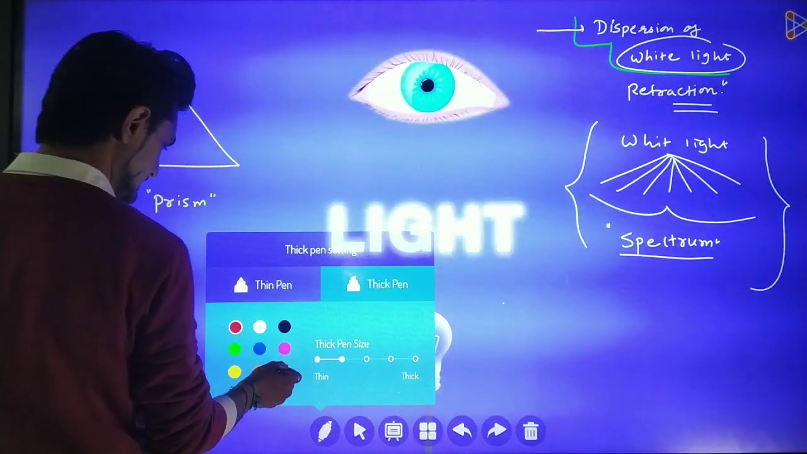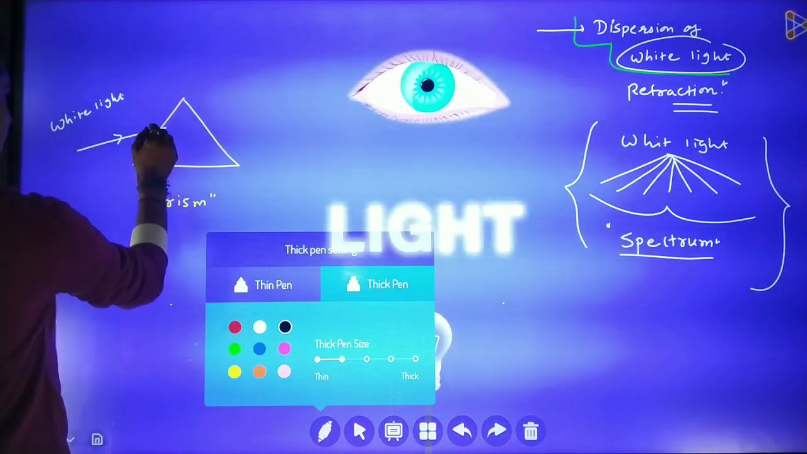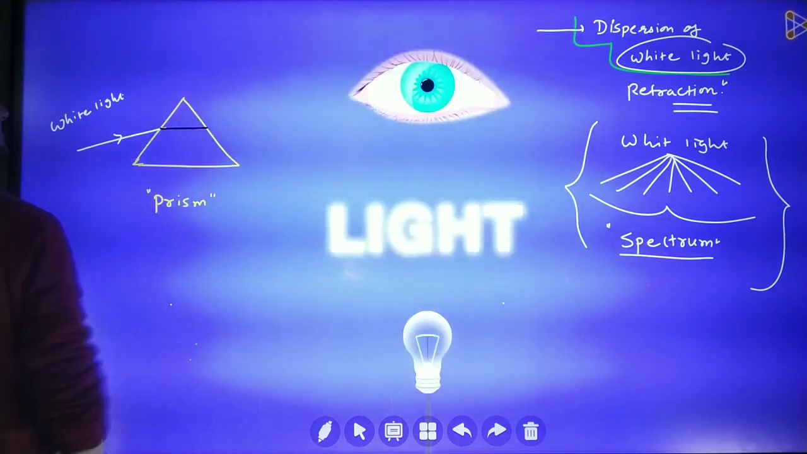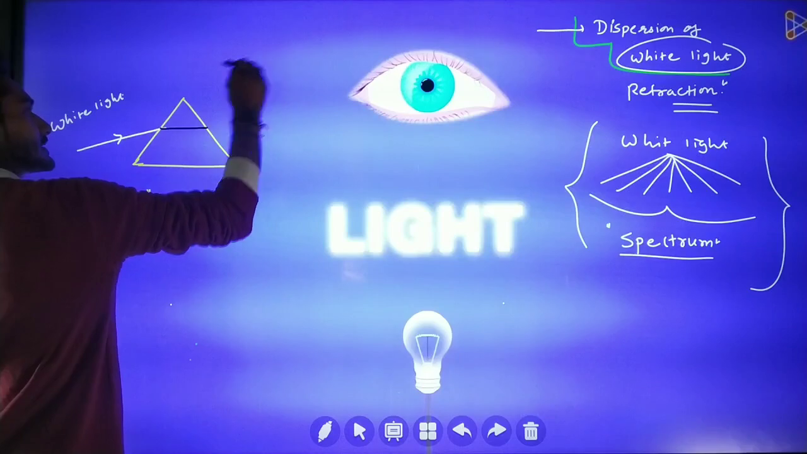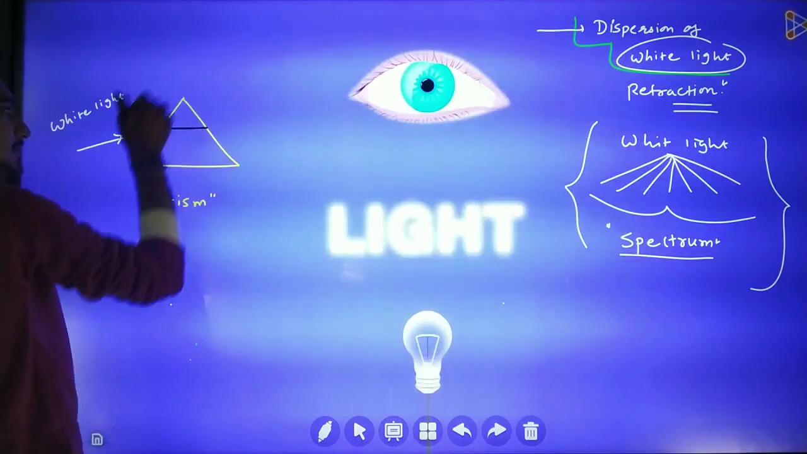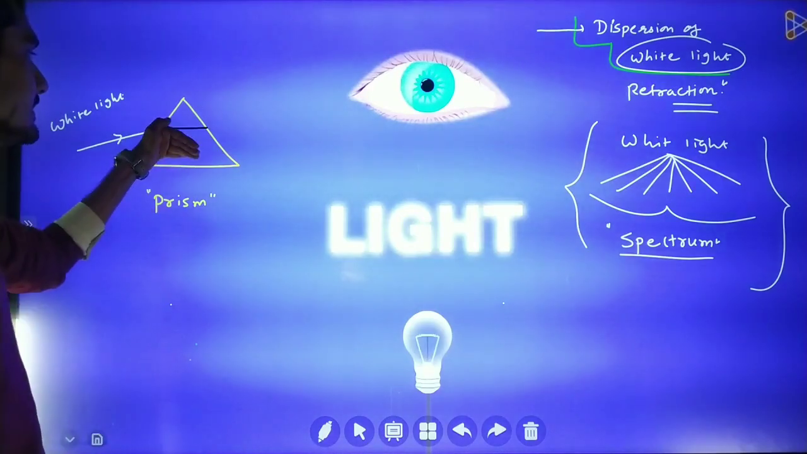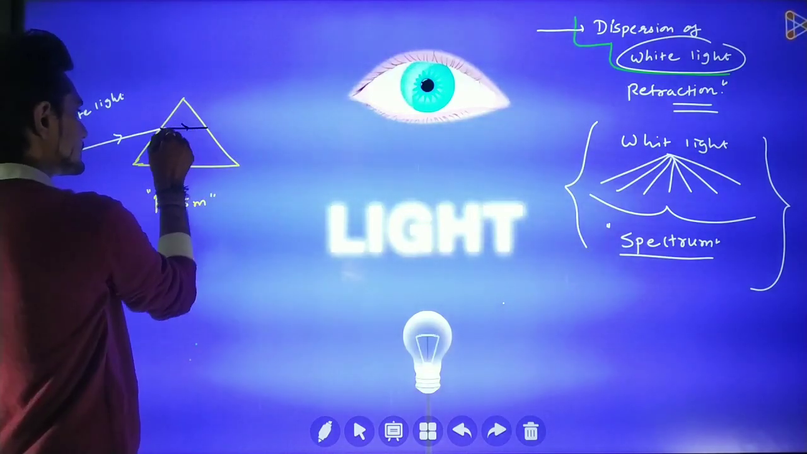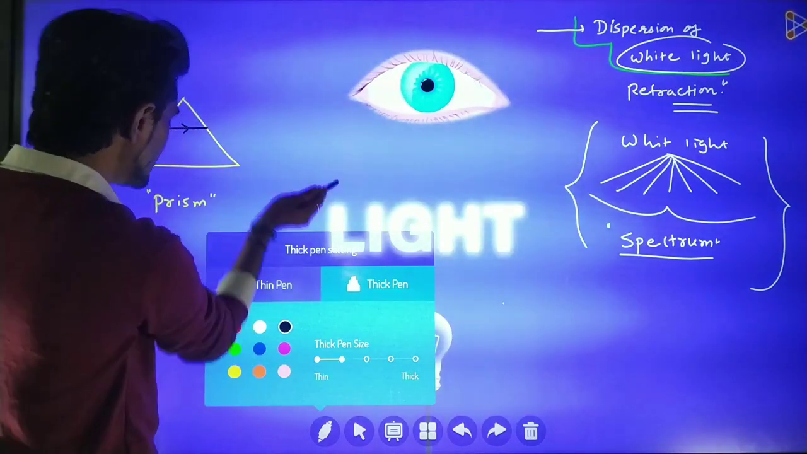Let us take black color, I think black color is very useful. Look, it has to go in a straight path like this, but it does not go straight. It will bend, and then another time it is going to bend.